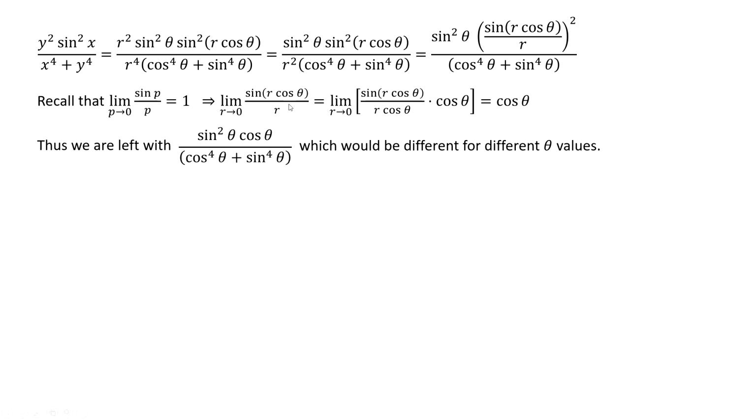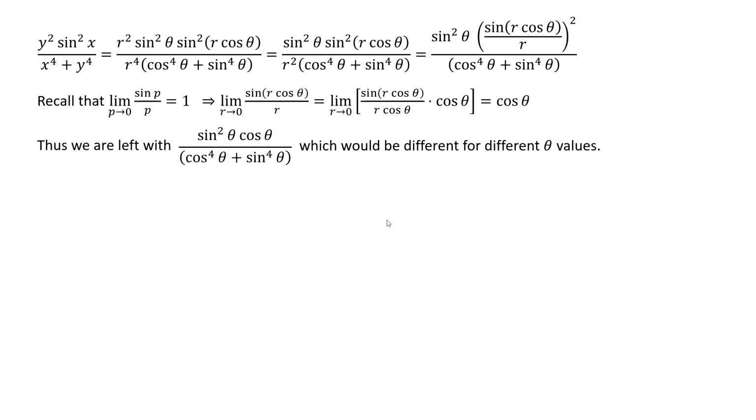Try something, for example, theta equals 0. Well, theta equals 0, we have the top to be 0 and the bottom is 1. 0 over 1. Wait, isn't that the same thing as approaching along the x-axis? Yeah, did we get the limit to be 0 there? Yeah, that's exactly what this says too. Okay, how about the y-axis?